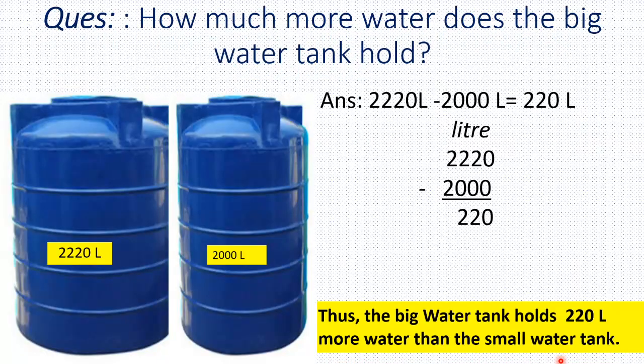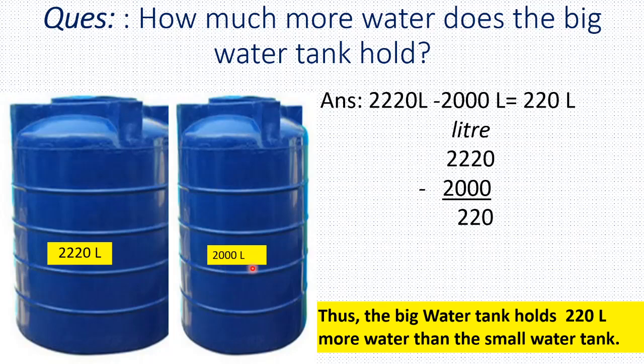Moving to the next page. Look here children, your question is how much more water does the big water tank hold? So this one is your big water tank and the capacity of big water tank is 2220 liter. Capacity of small water tank is 2000 liter.